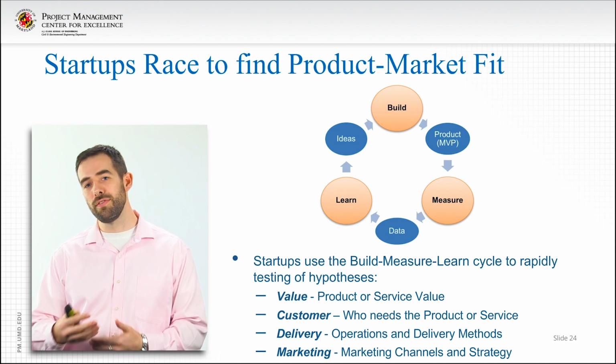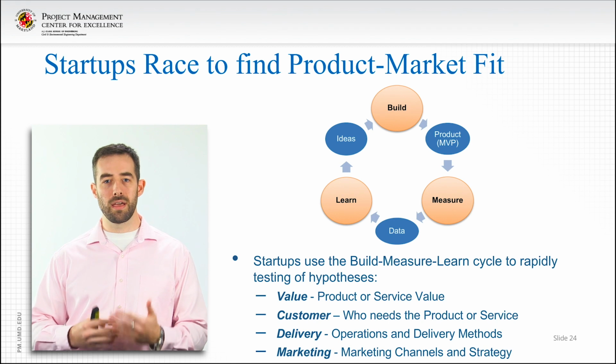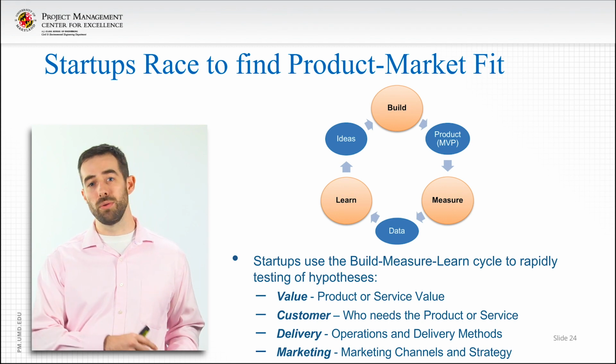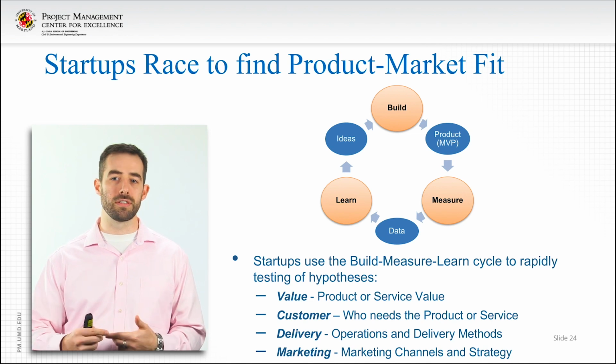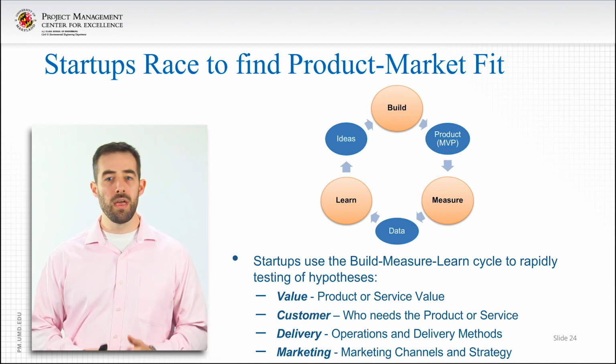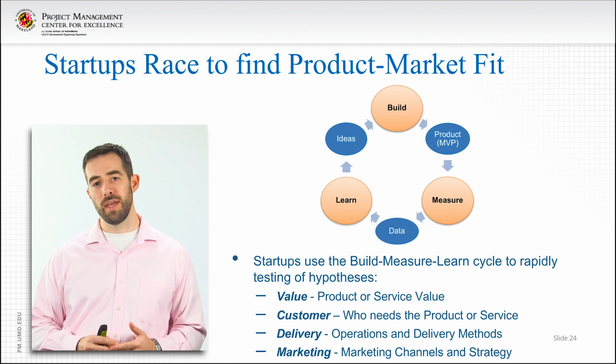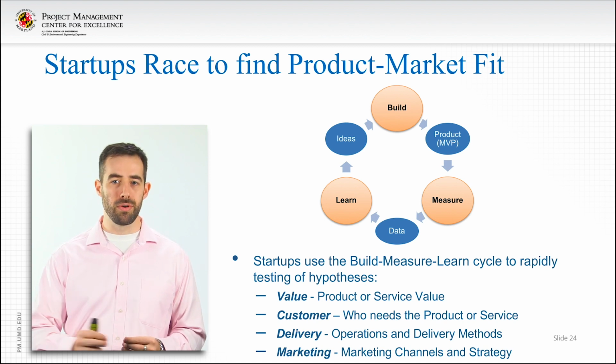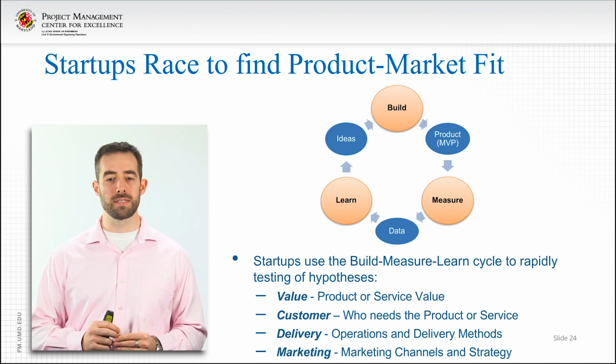You can then measure feedback through data, and the data comes in, and then you can learn and come up with new ideas about how to improve your product and continue to search for that product market fit. The way that we define a product market fit is through hypotheses, which we are constantly looking to test and prove with this continuous lean process.